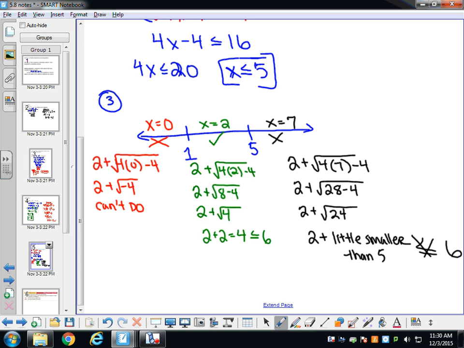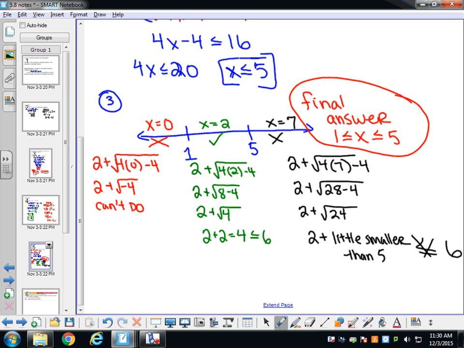So it appears that my answer must fall between 1 and 5. So my final answer: 1 is less than or equal to x, which is less than or equal to 5.